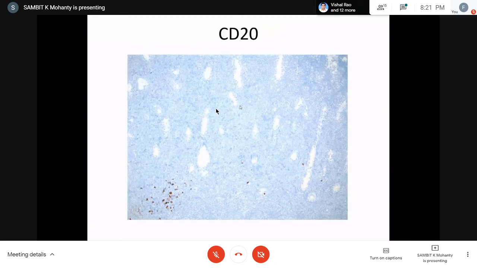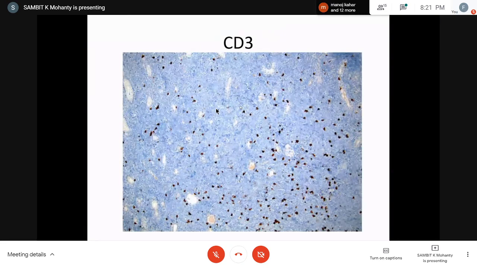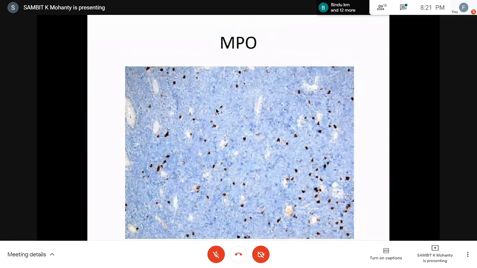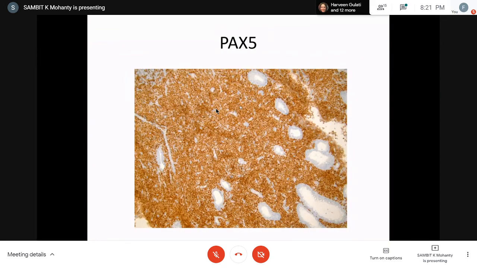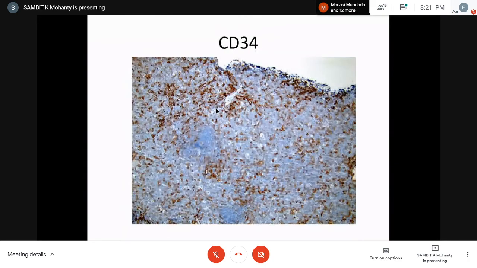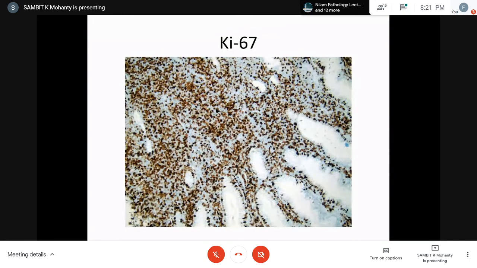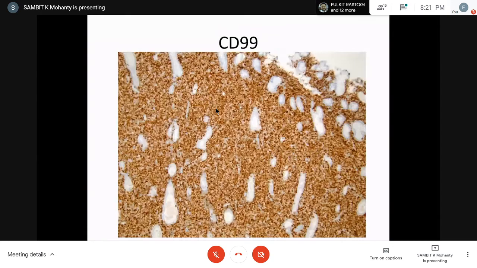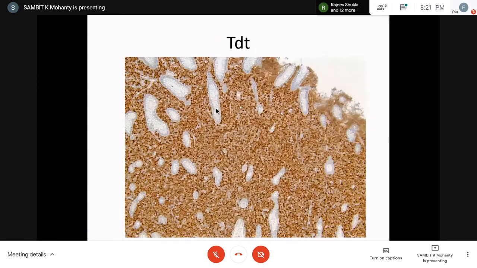CD20, few scattered cells positive. CD3 again, some are positive, a majority are negative. These are all CD45 positive. MPO, those granulocytes with the residual present in the epithelium are positive, and some inside the vessels. PAX5 was strong nuclear. CD79a was positive. Some cells are CD34 positive. Ki67 is about 70%. Every single cell is positive, Christmas tree. CD99 is positive. TdT positive.